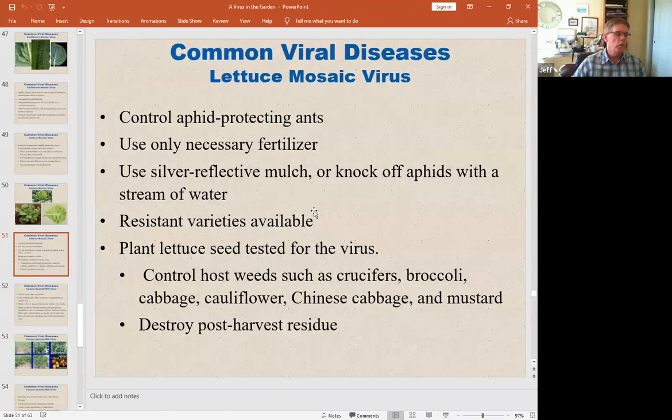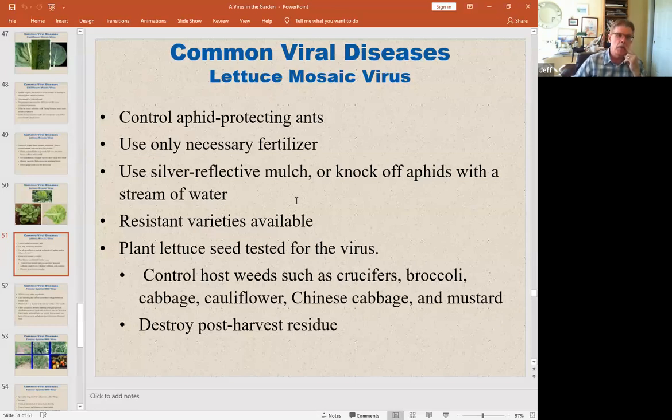So, and this one's a little bit unusual. The ants love to protect aphids, and they actually carry them around and take care of them against predators and that kind of thing. So for this particular disease, an attempt to control aphid-protecting ants is useful. Use only necessary fertilizer. Don't get this big lush growth which attracts aphids and consequently virus transmission. You can use the silver reflective mulch or knock aphids off with a stream of water, but transmission may already have occurred by that time, so that may not be terribly effective.